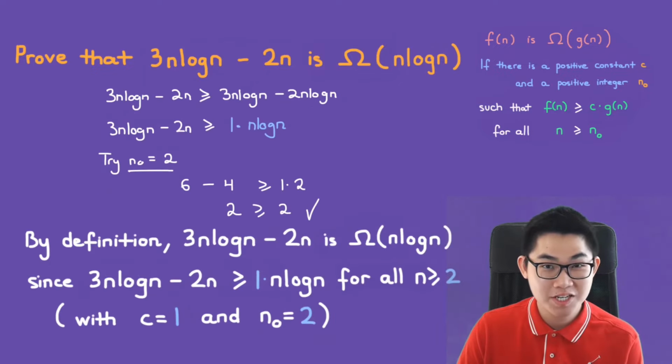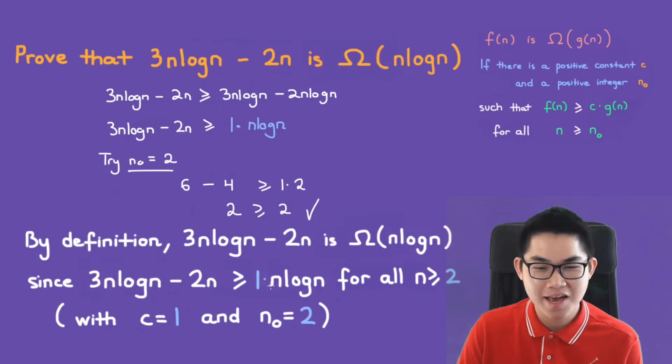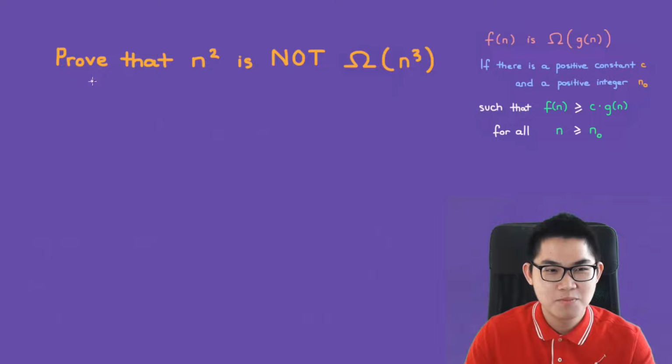For our conclusion, we will say, by definition, 3n log n minus 2n is big omega of n log n, since our function is greater than or equal to 1 times n log n, for all n is greater than or equal to 2.